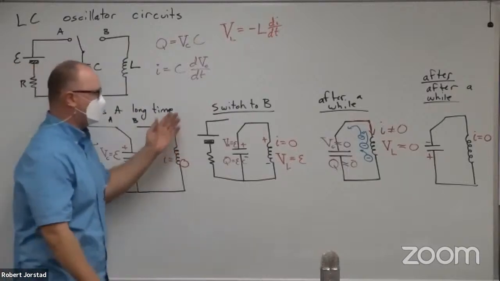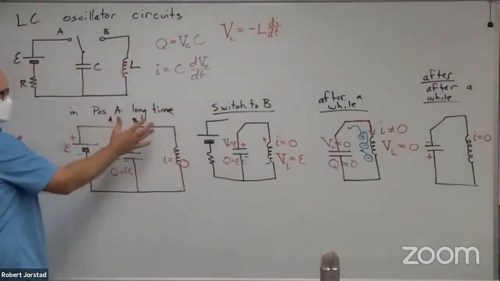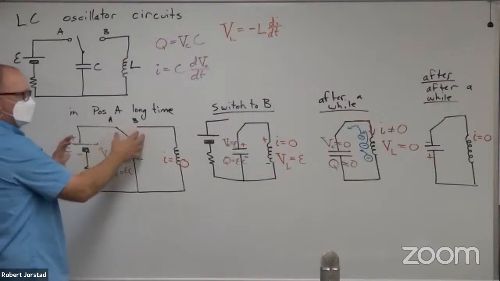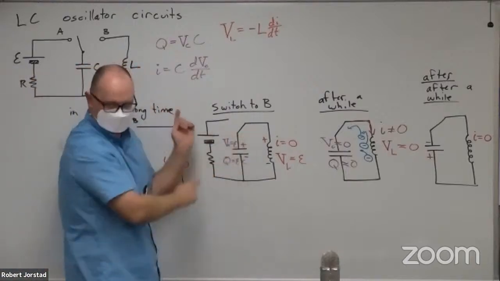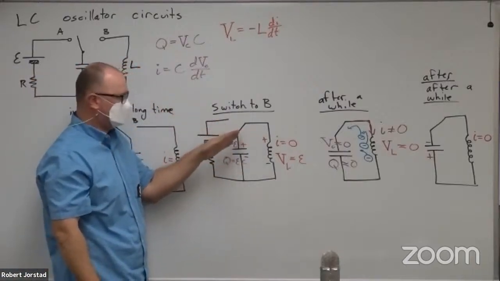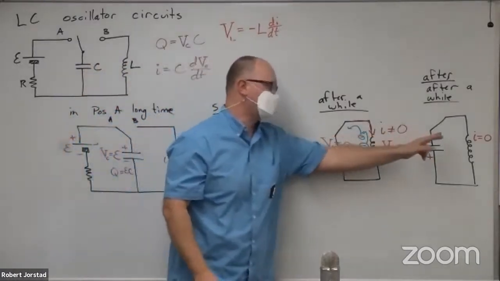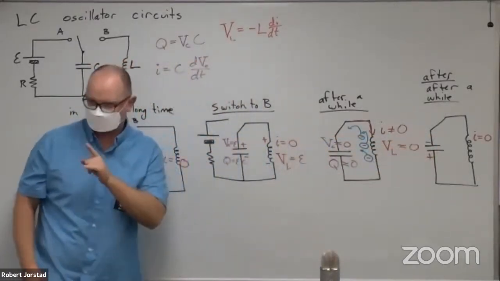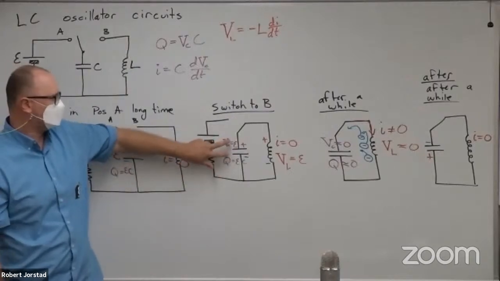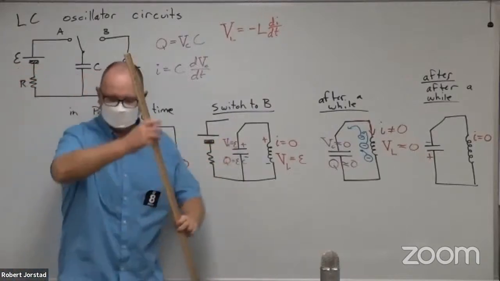How much of a cycle have I shown? Forget about this part. This was just putting some energy there to get it going. When I switch it, this is when the oscillation started, right? How much of a cycle have I shown? Half a cycle.